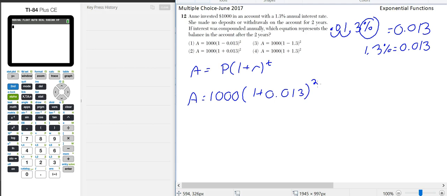And they don't even want us to solve the equation in this question. If we needed to solve it, we would just solve out this whole thing. We could do it on the calculator, but we don't even need to do that for this question because the answer is choice 2, which exactly matches the equation we just wrote.